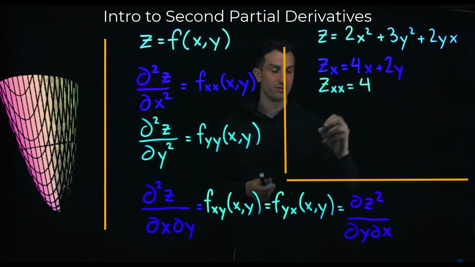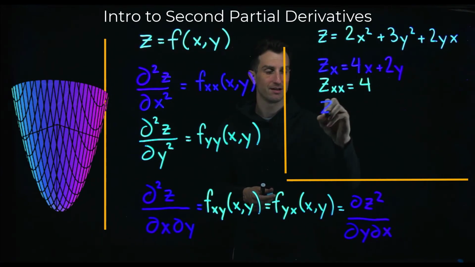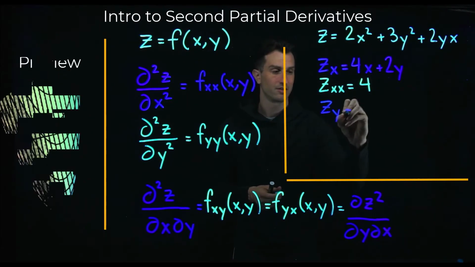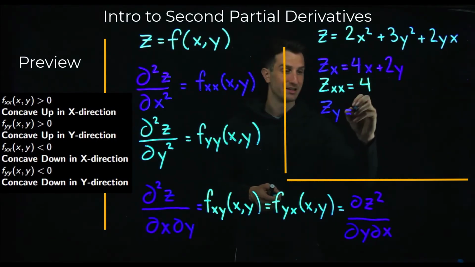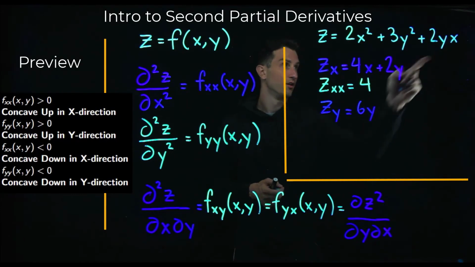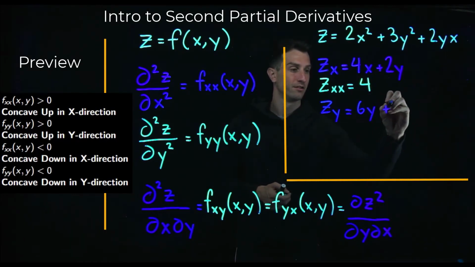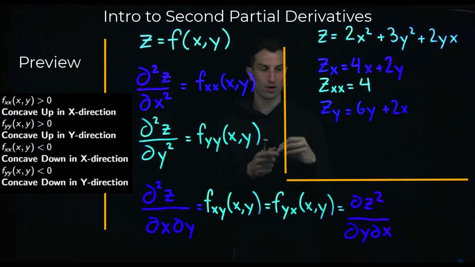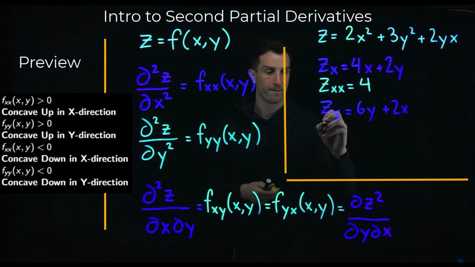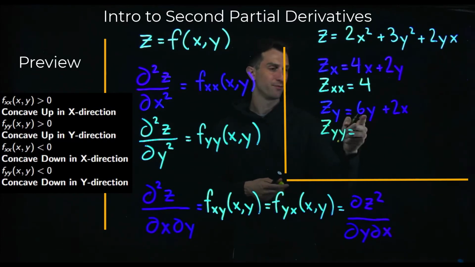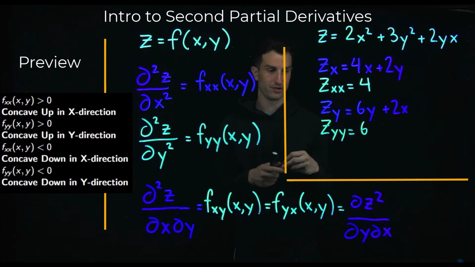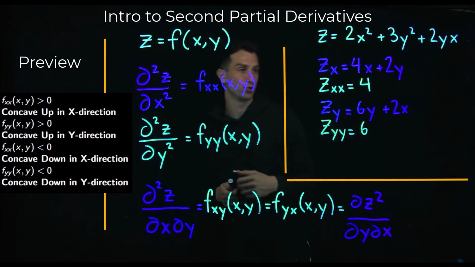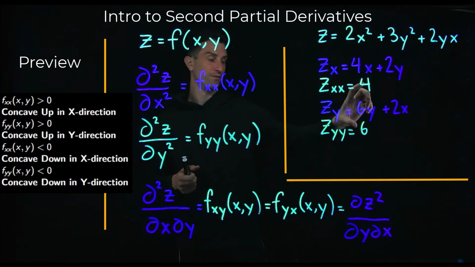We will do it in blue. So we'll say z sub y is going to be equal to, well, this is going to be 0, right? That's just a constant. This is going to be 6y plus 2x. If I take the second partial, z sub yy, what happens? Partial with respect to y, I get 6, and 0 over here, right? So just 6. In this case, our second partial derivatives are 4 and 6.